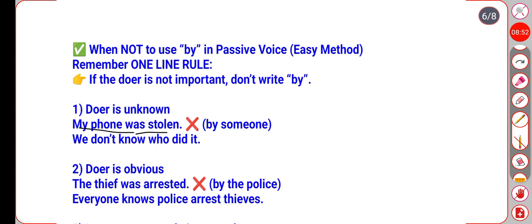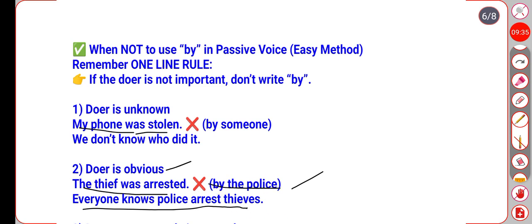And below that, the doer is obvious. When the doer is obvious, like the thief was arrested, we know who arrested him. Obviously, it's the police. That's why it's obvious that the thief was arrested, not by police. When the doer is obvious, in that situation also we don't use by. That's why I have written here: everyone knows police arrest thieves. That is obvious. The doer is obvious. So we don't use by the police like this.